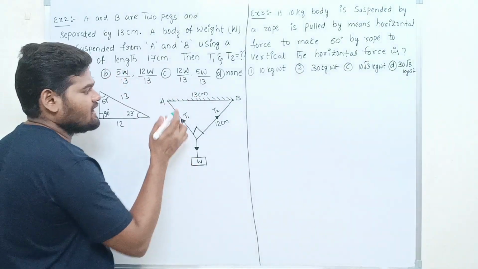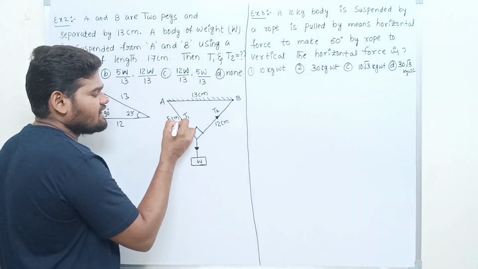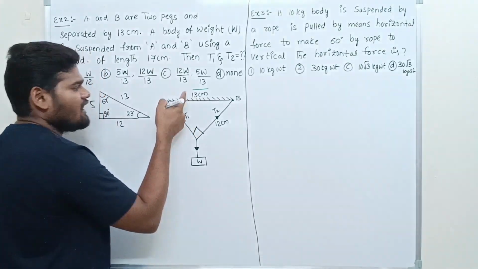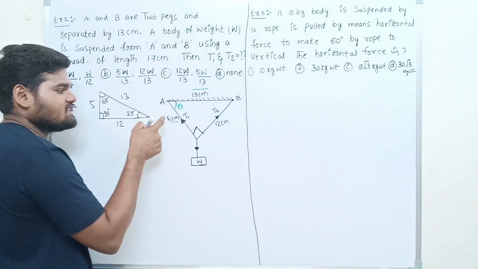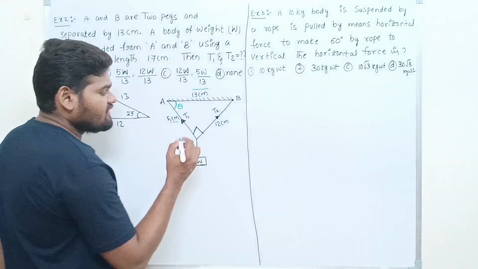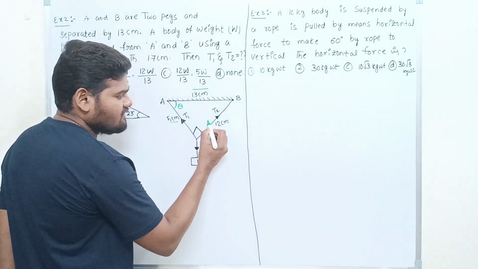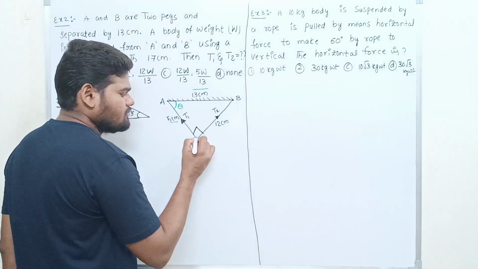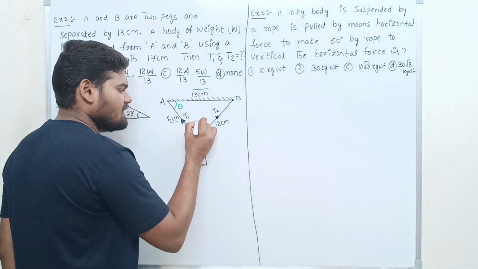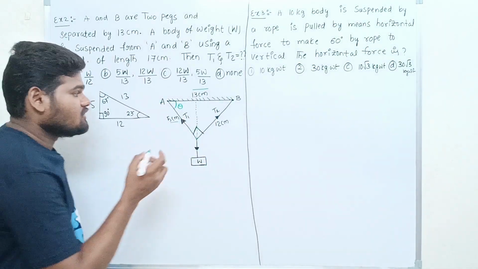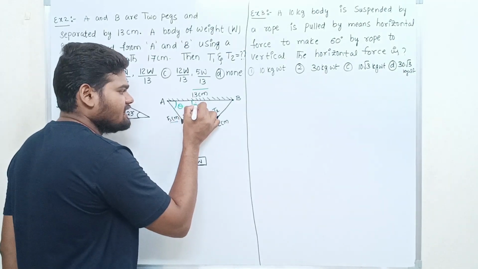the angle between the sides 5 centimeters and 13 centimeters as an angle theta. Now I'm not taking 67 degrees, I'm just taking the angle between these two sides as theta. What we have to find is the angle between T1 and T2, T2 and W, and T1 and W. I'm just drawing one vertical line like this. So what is the angle here? This is 90 degrees.